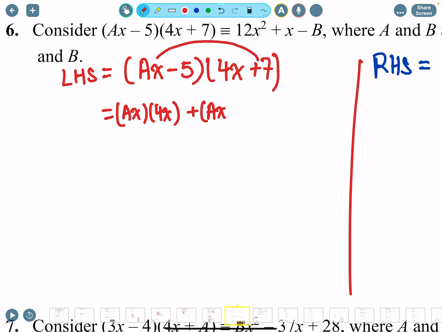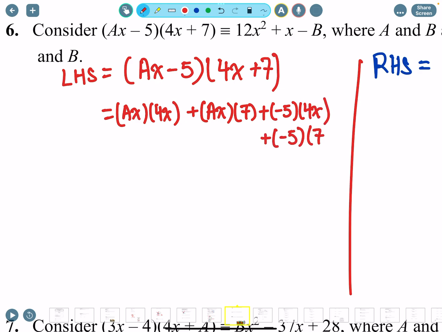Next rainbow goes from ax to 7. So ax times 7 plus, then we go from negative 5 to 4x. Negative 5 times 4x. Then the last one, negative 5 times 7. Now slowly calculate one by one.